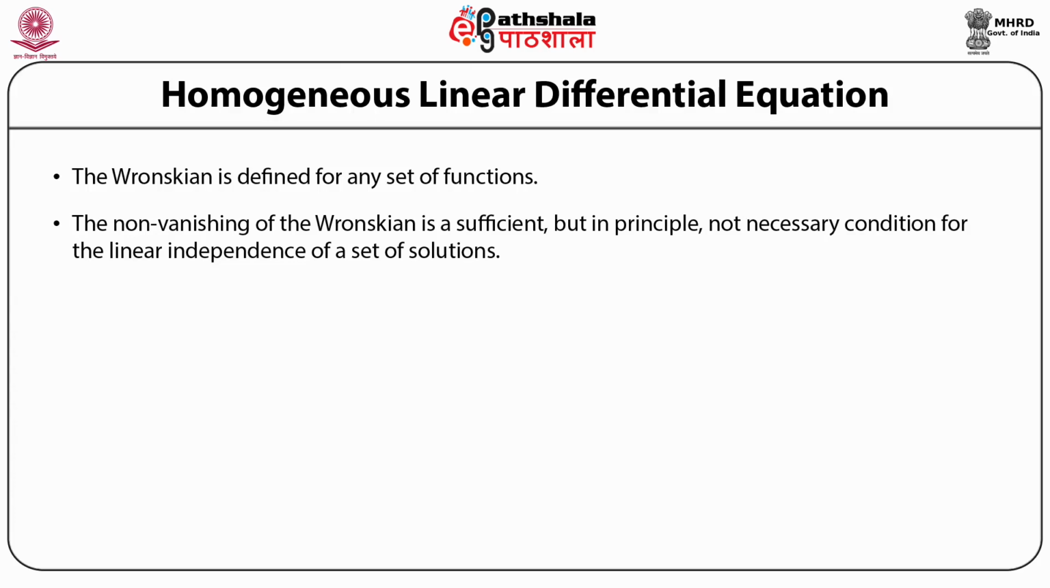The non-vanishing of the Wronskian is a sufficient condition for the linear independence of the set of solutions, but not a necessary condition for linear independence of a set of functions. Now we consider some examples.